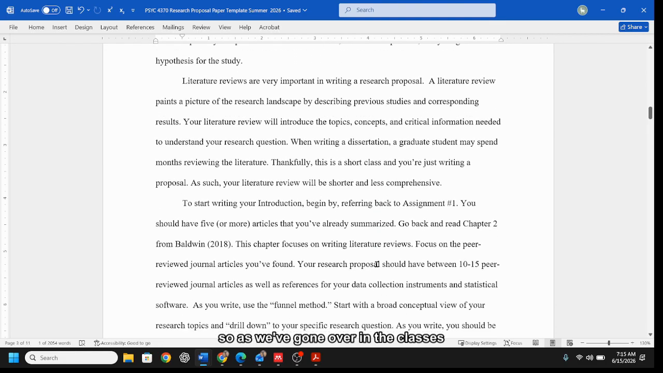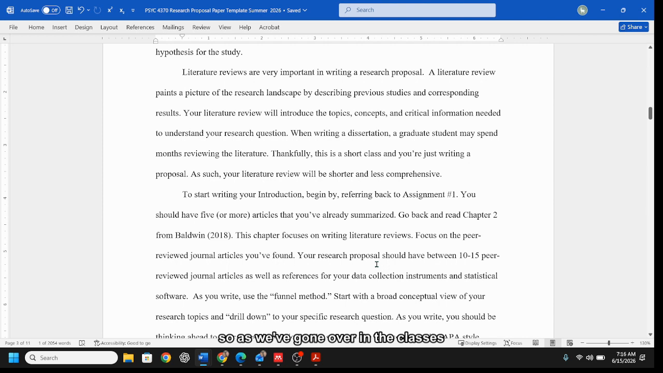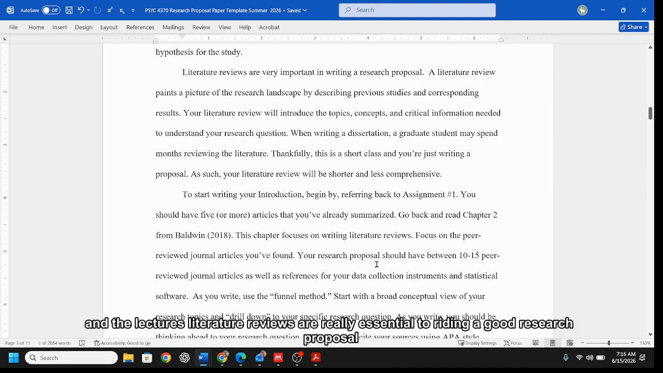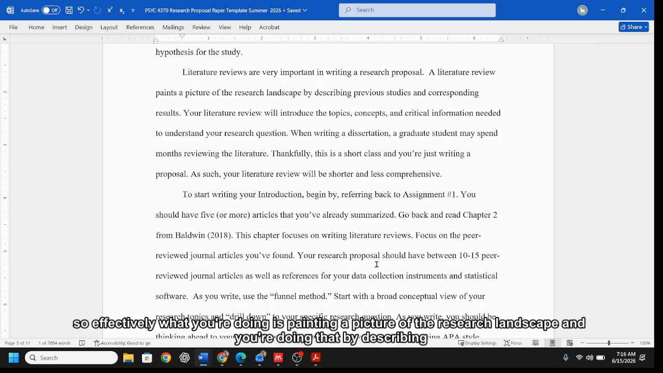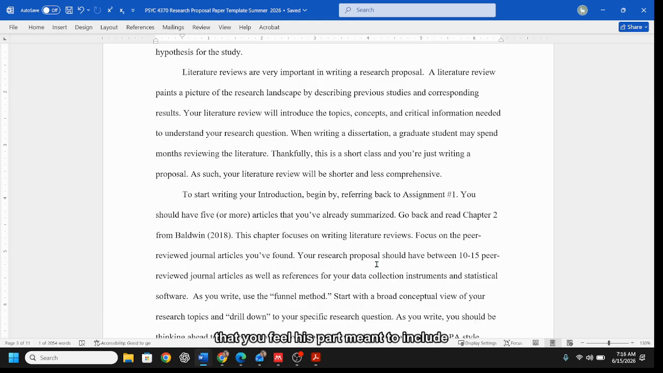So as we've gone over in the classes and the lectures, literature reviews are really essential to writing a good research proposal. A literature review is justifying what research has already been conducted and why your research needs to be conducted. So effectively, what you're doing is painting a picture of the research landscape, and you're doing that by describing all of the previous research that you feel is pertinent to include and their corresponding results.